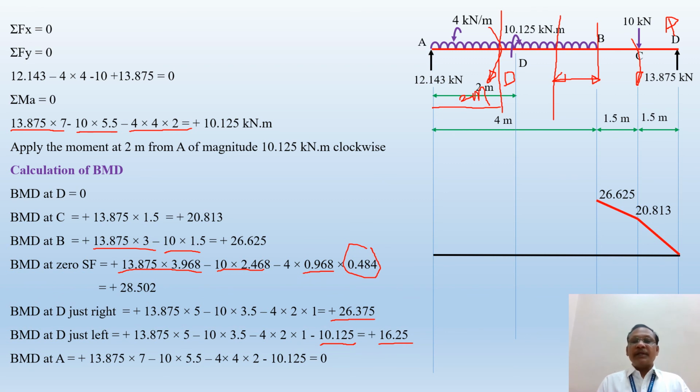Then bending moment at 0 shear force, you'll get this value as plus 28.502. Then bending moment at D just right, you'll get this value as 26.375, and bending moment at D just left is plus 16.25. So we'll get a parabolic curve between D to B, then a sudden drop in bending moment at point D because there is a couple, and again a parabolic curve between E to D. So in this way we can easily plot the loading diagram and bending moment diagram from the given shear force diagram.